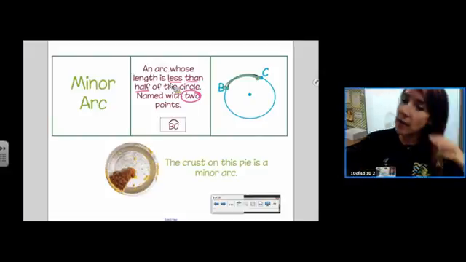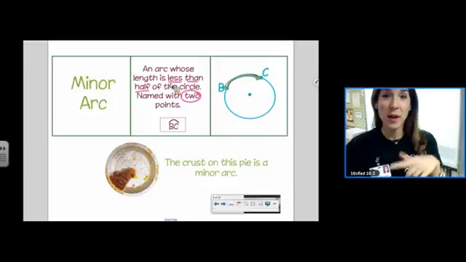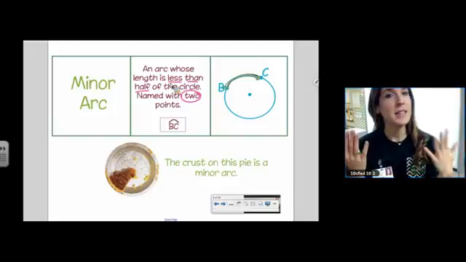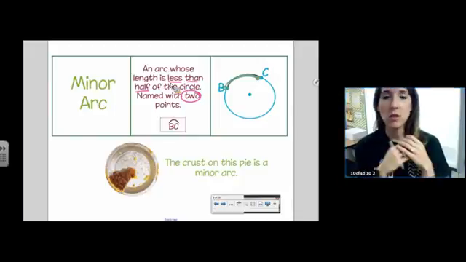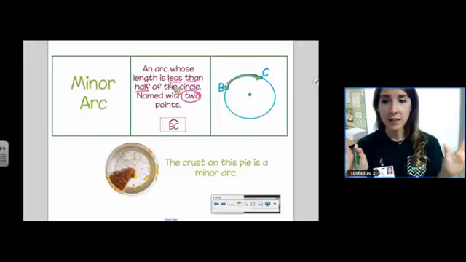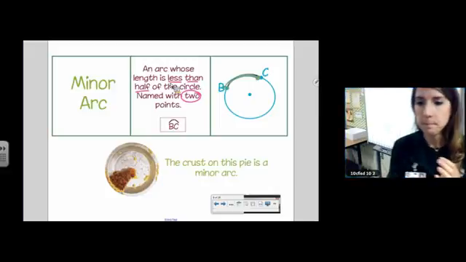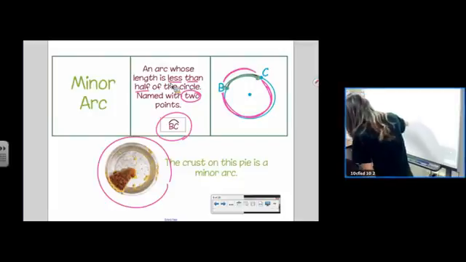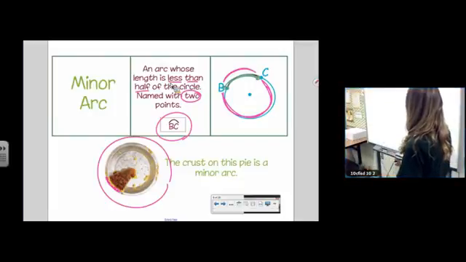So you never, ever have to ask me, if I say arc BC, which way do I go? Do I go this way or this way? You never need to ask, because if it's 2 letters, you always go the shortest way you can get there. Because 2 letters flags that it's a minor arc, and therefore it's less than half. And our real world example is this leftover piece of pie. This crust right here is a perfect example of a minor arc. Leftover pie.